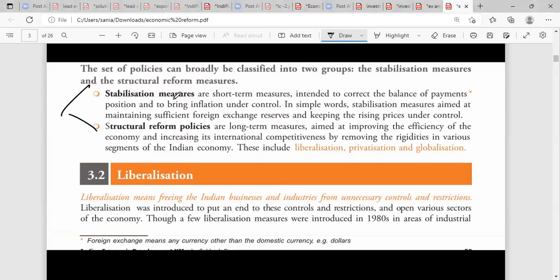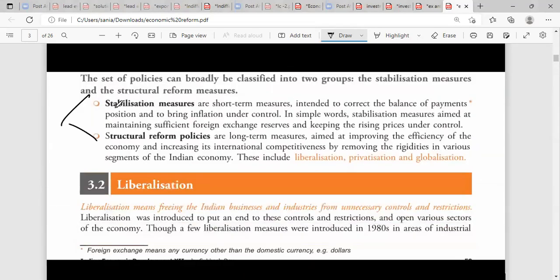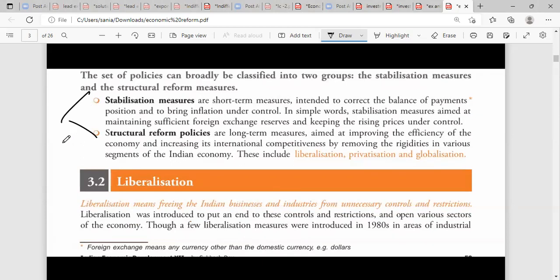So what are stabilization measures? Stabilization measures are short-term measures intended to correct the balance of payment position and to bring inflation under control. Inflation, you already know, is high prices. We already discussed that prices were really high, right? So first, you have to make things stable. For example, if you are in a very poor condition, first of all my main motive is to make you stable, and after that, whatever the requirements are, I will put them to you.